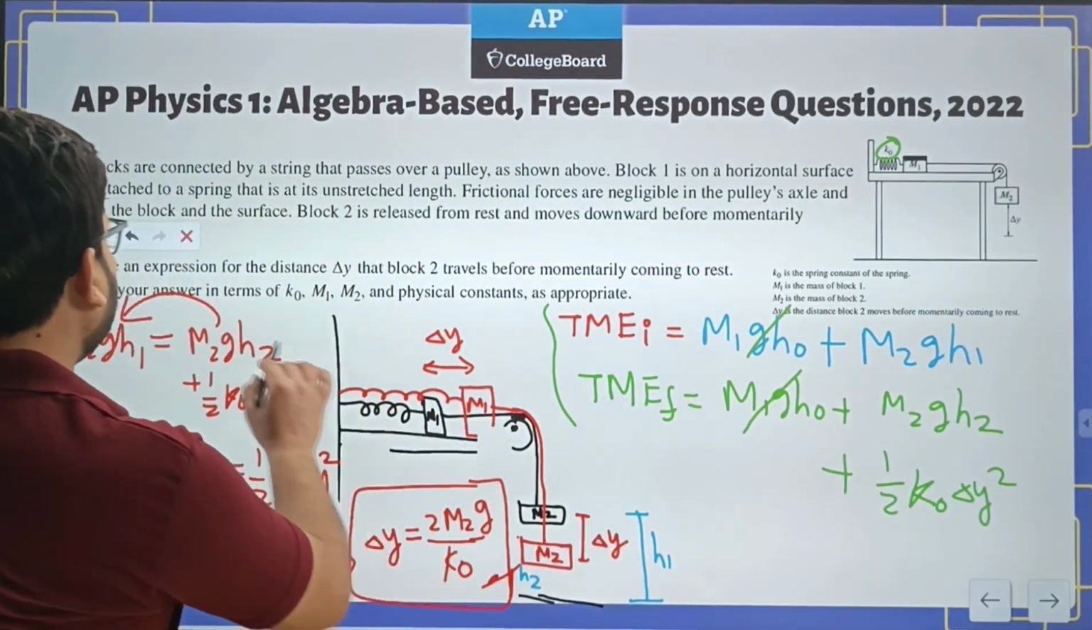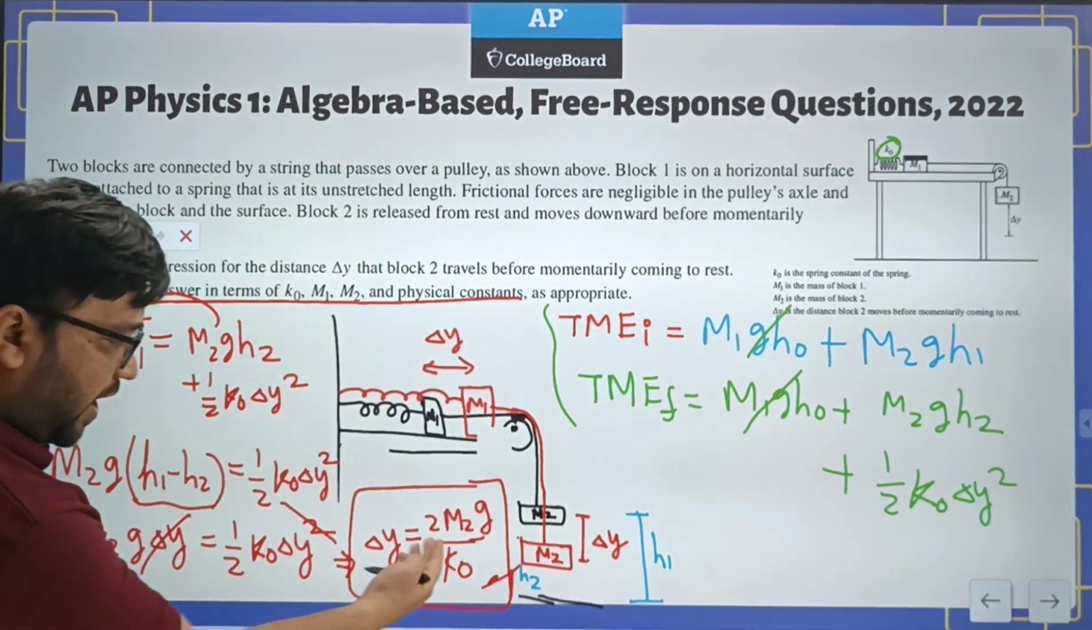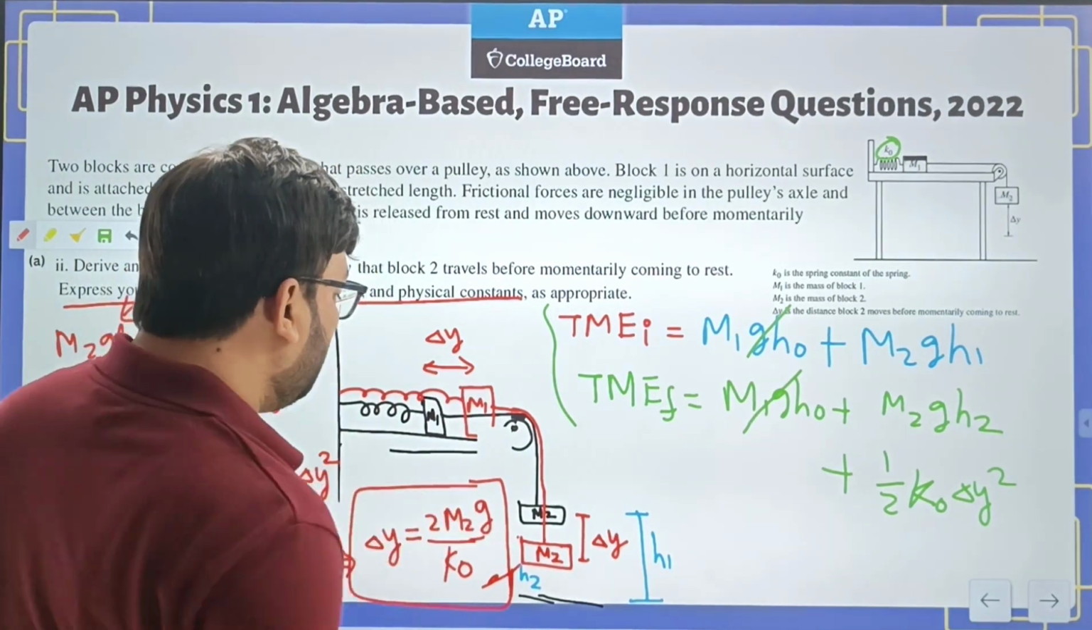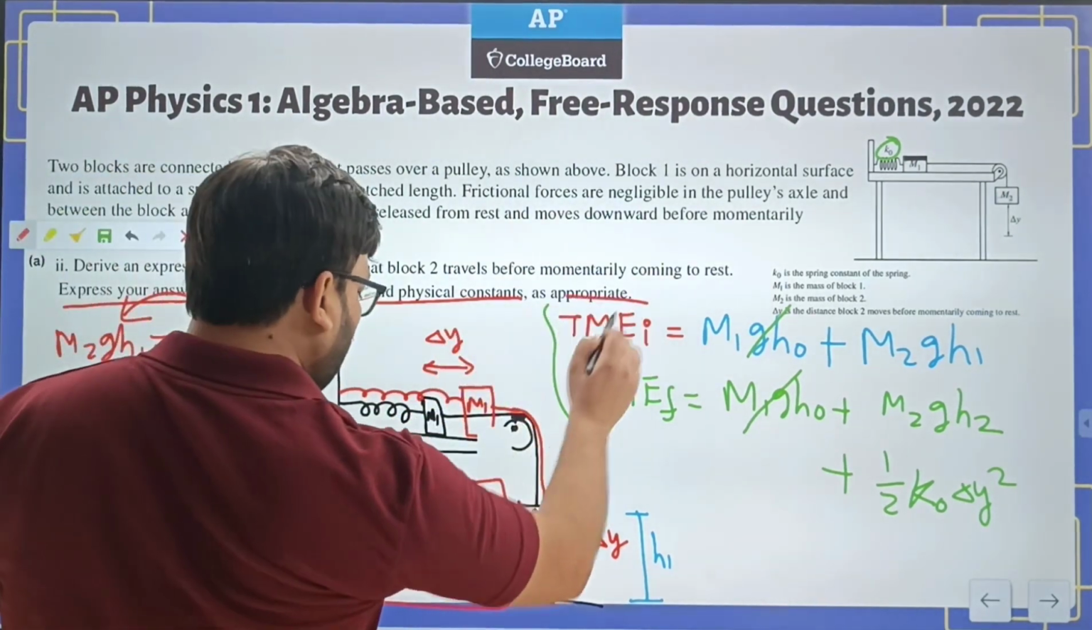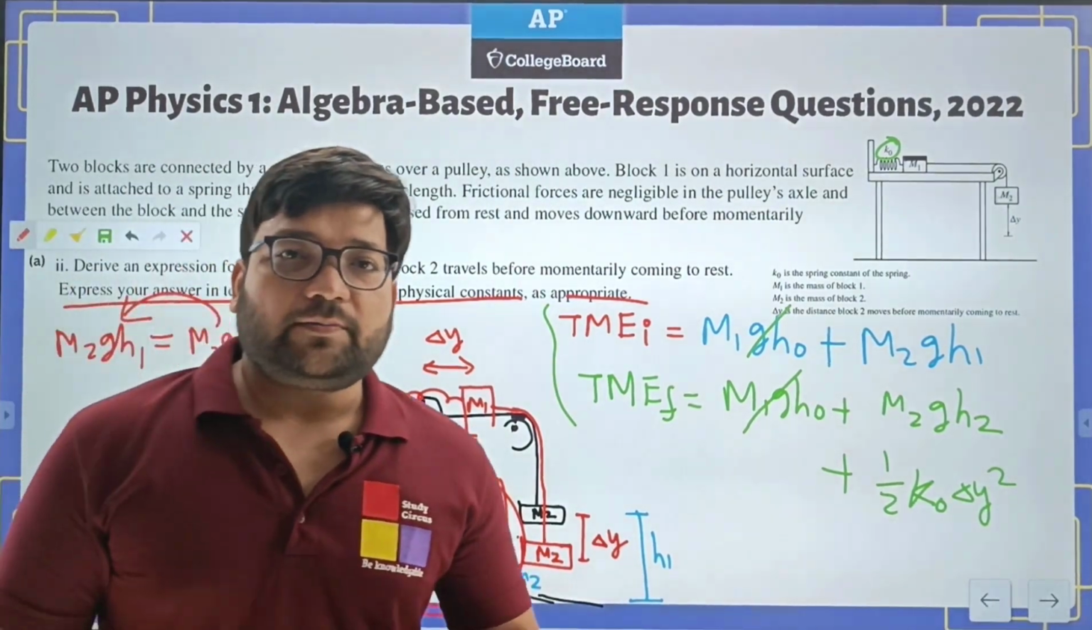That is what the question is asking. Express your answer in terms of k naught, m1, m2. There is no m1 here, but yes, I have m2, g and k naught in my answer. So this here becomes my answer for this question. Okay, thank you.